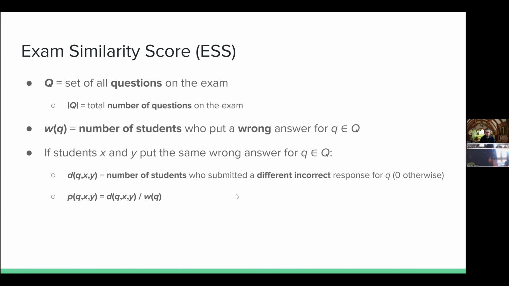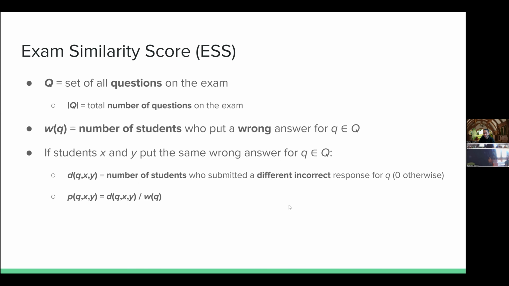In other words, the denominator is the number of students who got the question wrong, and P is the proportion of those students who put a different wrong answer. This number is going to be 0 if every single student who got the question wrong put the exact same wrong answer, for example a true or false question. And this number is going to approach 1 as the response is more and more unique. If these two students are the only ones who put this wrong answer, P of q, x, y is going to be just under 1.